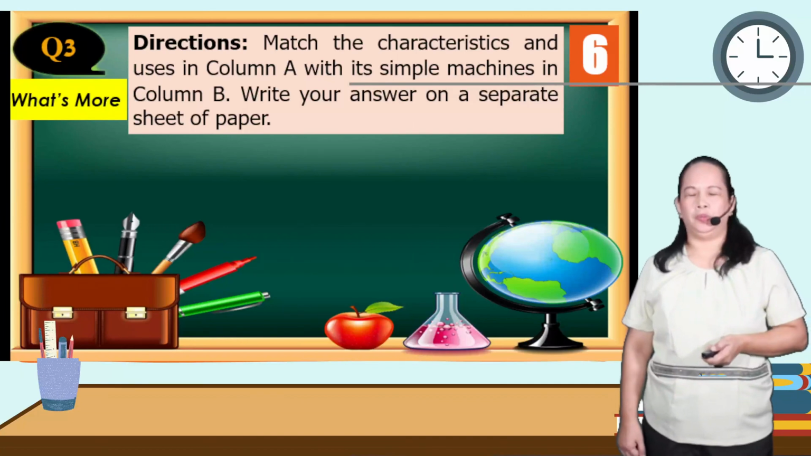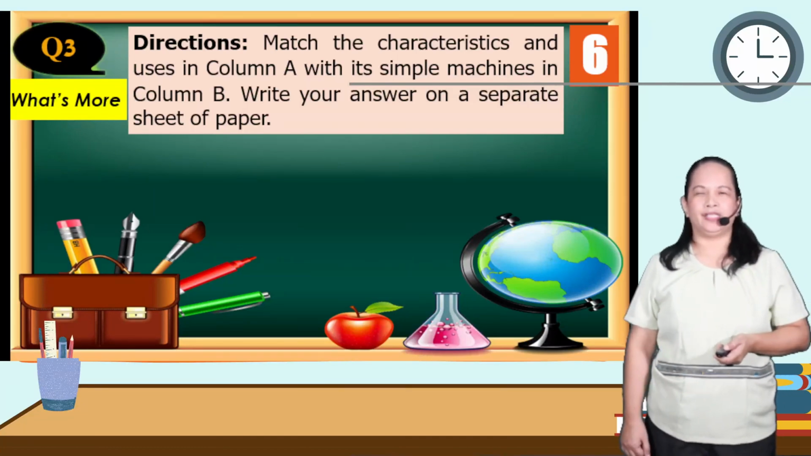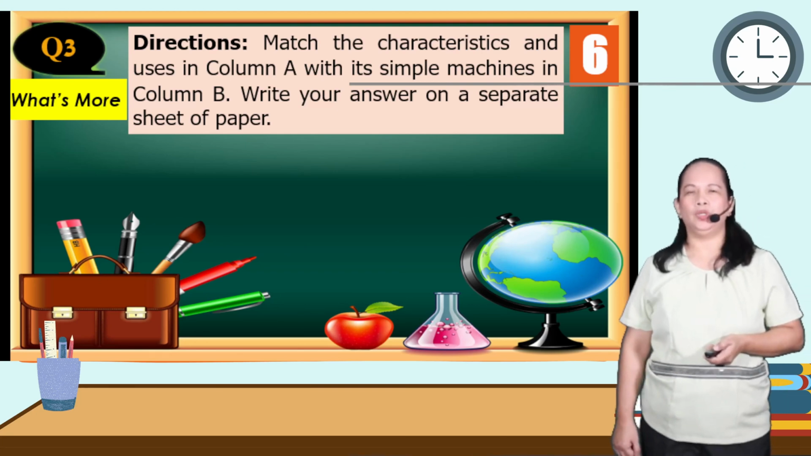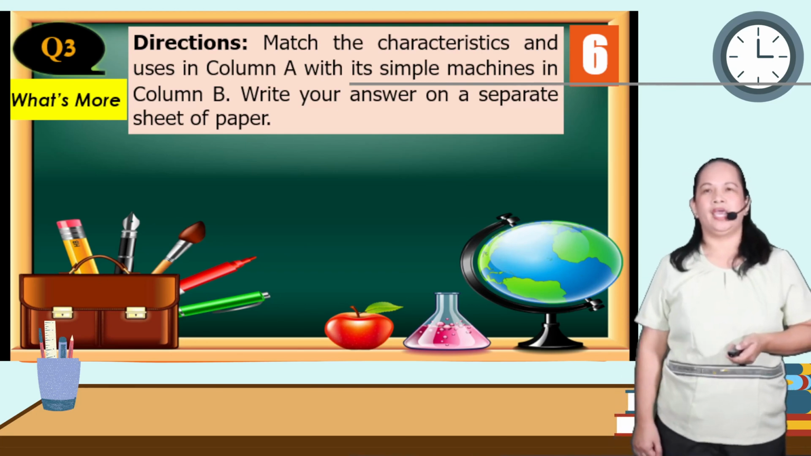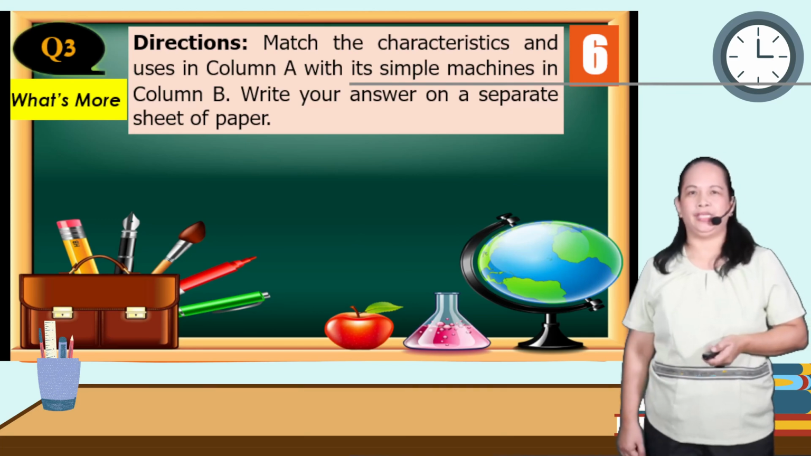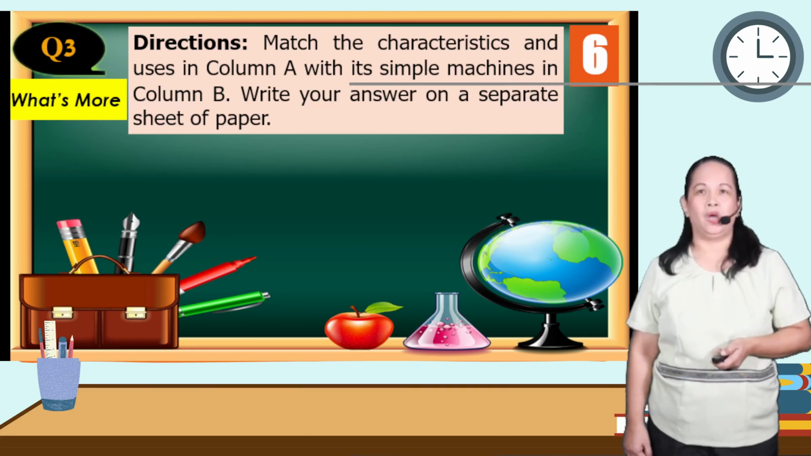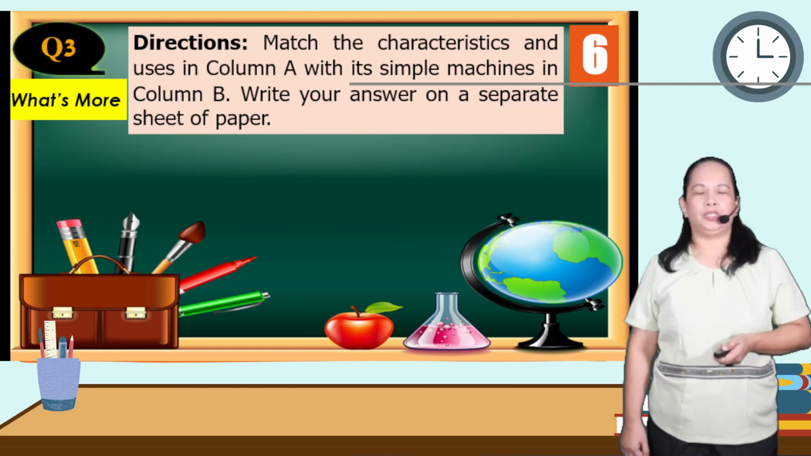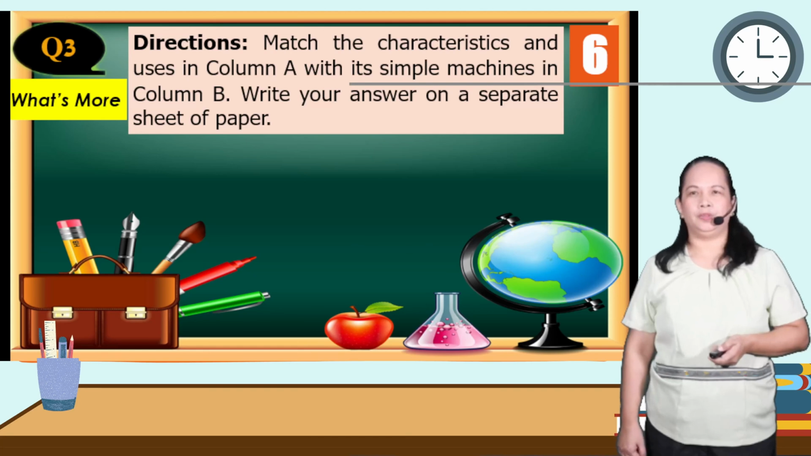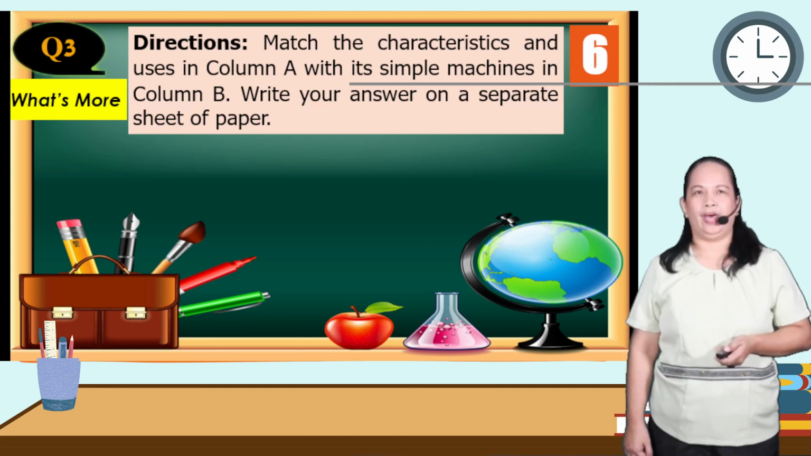Okay, so we are already done with our discussion. Let us proceed to our activity. This time, we are going to match the characteristics and uses in column A with its simple machines in column B. You're going to write your answer on a separate sheet of paper, or you can comment. You can check your answer in the comment box. I will give you 5 seconds to answer, or I will just count from 1 to 5.